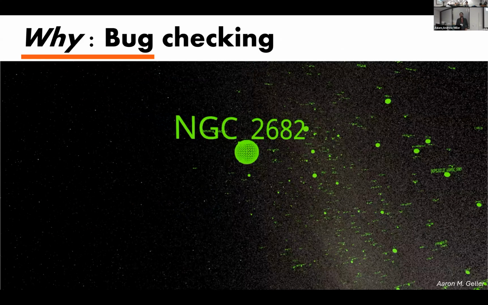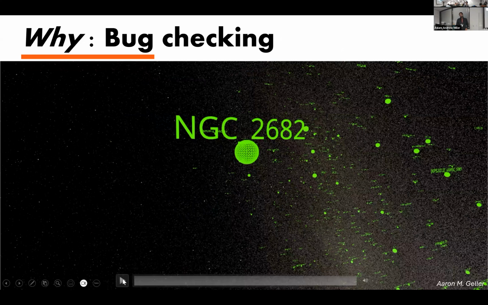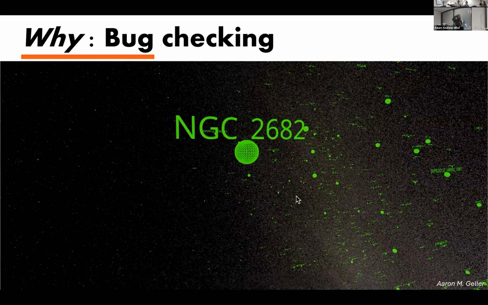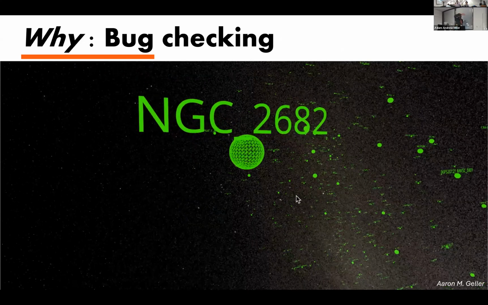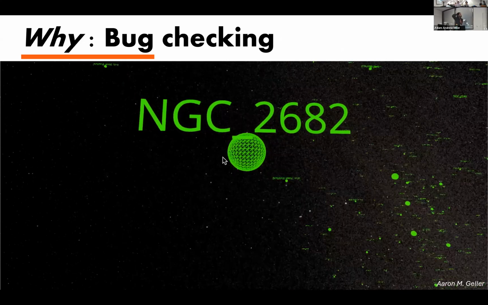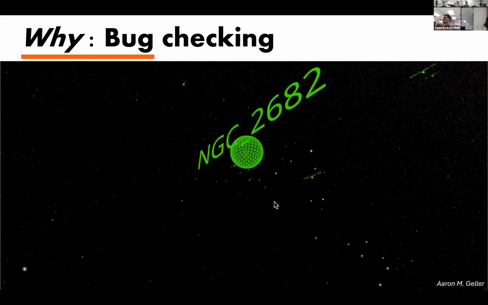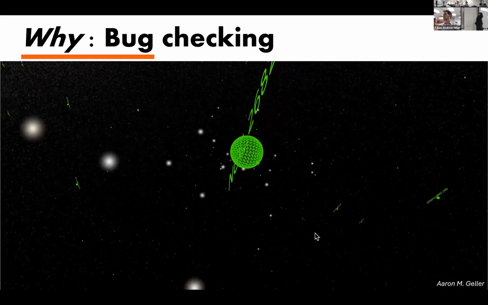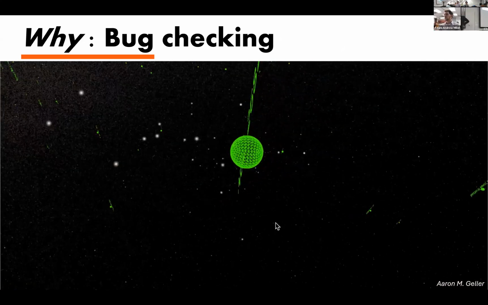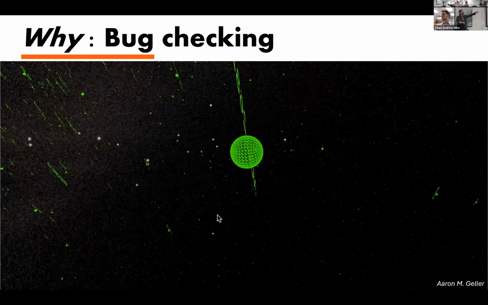Here's another reason why: bug checking. I don't know if this is actually a bug, but this is Gaia data. When Gaia first came out, this was like DR2, with some of their data that you could actually plot in this way, I created this in Unity, trying to look for open clusters.